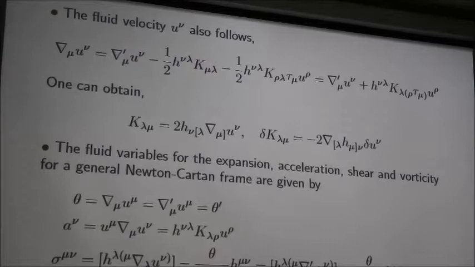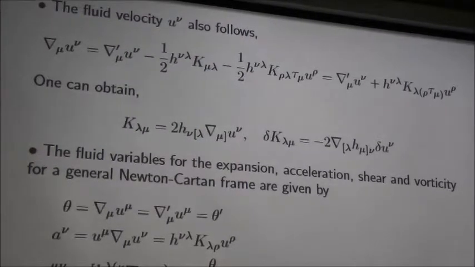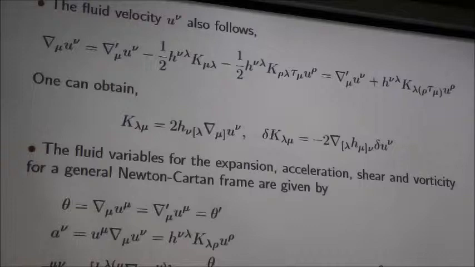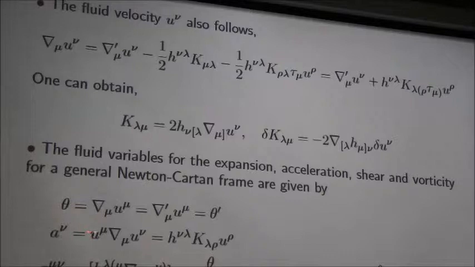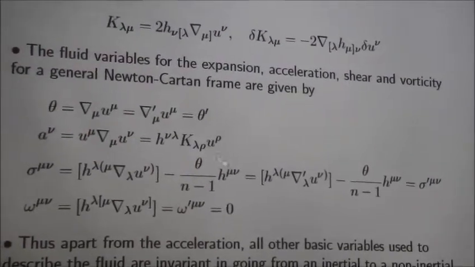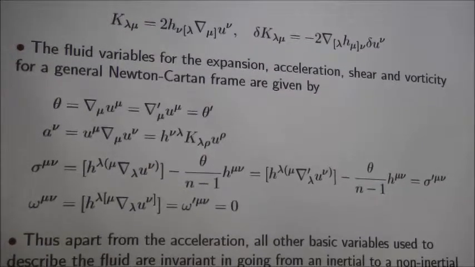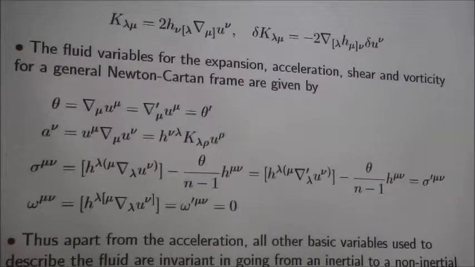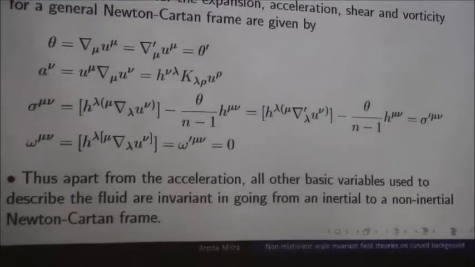So the fluid velocity u mu follows this kind of relations. And then I am defining the fluid variables like expansion, acceleration, shear and vorticity for a general Newton-Cartan frame, where I can find that theta is the same for both the inertial part and non-inertial part. A mu is only different because of its acceleration, and it exists for the non-inertial part. For the inertial part, the acceleration is zero. Sigma mu is also the same, and vorticity is zero for both cases. Apart from the acceleration, all other basic variables used to describe the fluid are invariant in going from an inertial to a non-inertial Newton-Cartan frame.